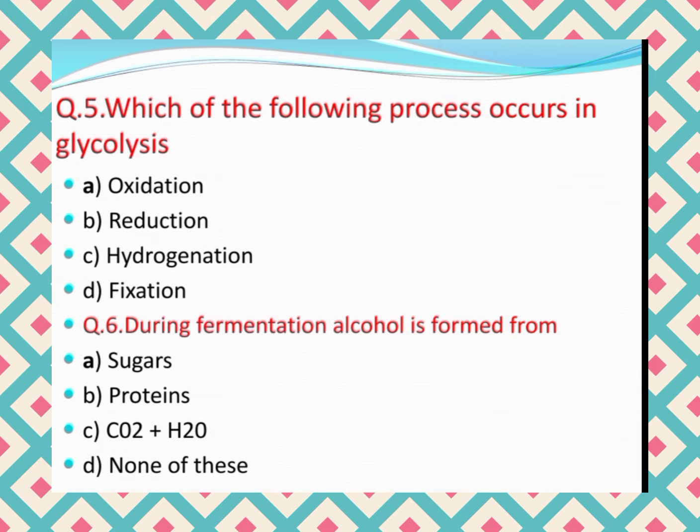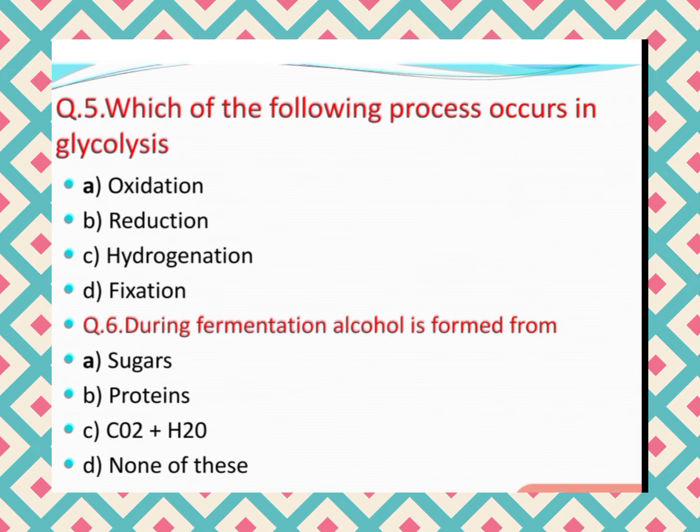Question number 5, which of the following process occurs in glycolysis? Option A oxidation, option B reduction, option C hydrogenation, and option D fixation. Which will be the correct answer? The correct answer will be option A, that is oxidation.